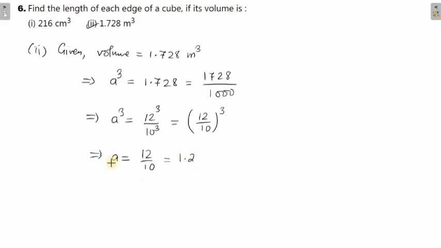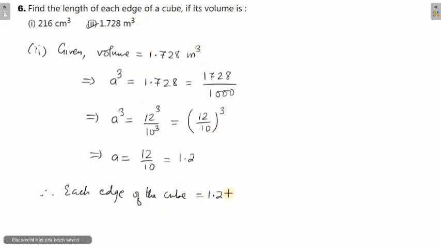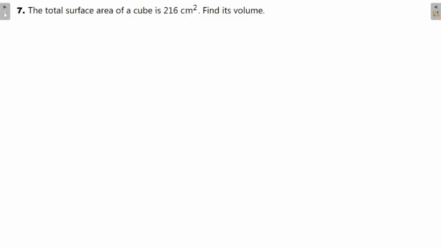Now what is a actually? A is the length of each side, isn't it? So therefore each edge of the cube is how much? It is 1.2. And what is the unit? The unit that you have used here is meter. So that's why your answer will be 1.2 meter. So pause the video and note down your solution. Let's move to the next question.